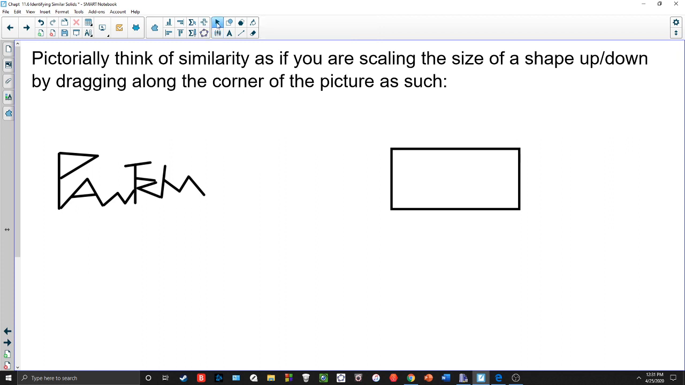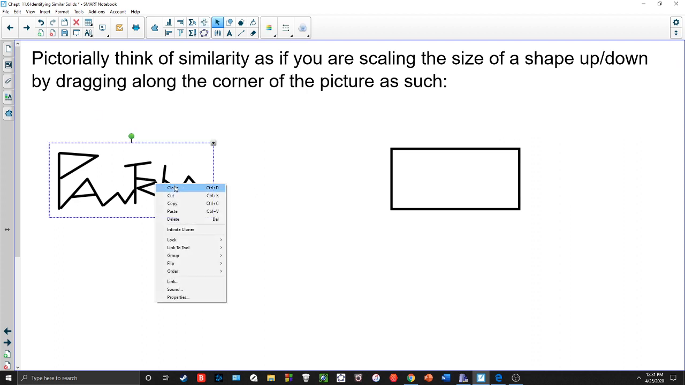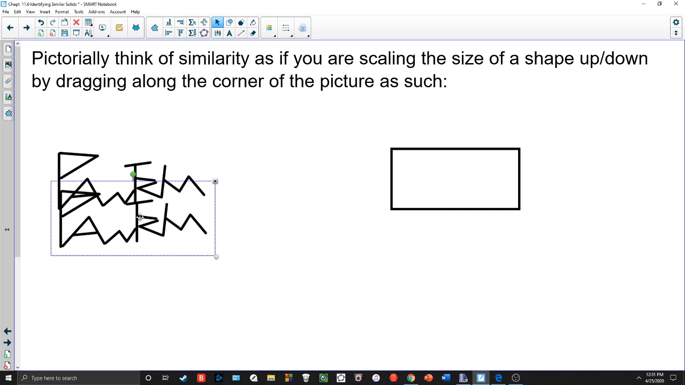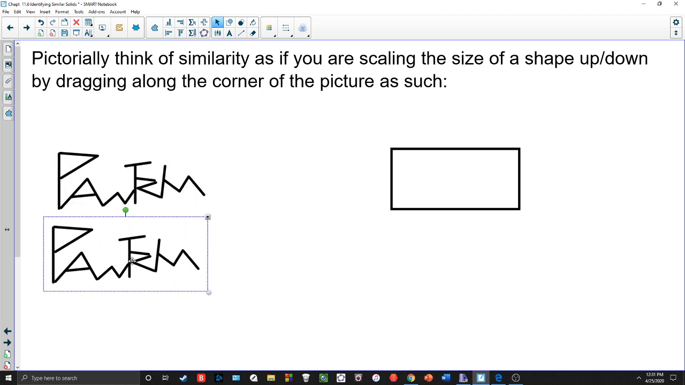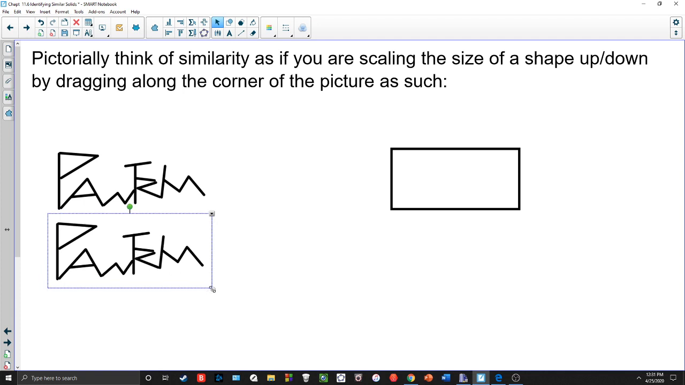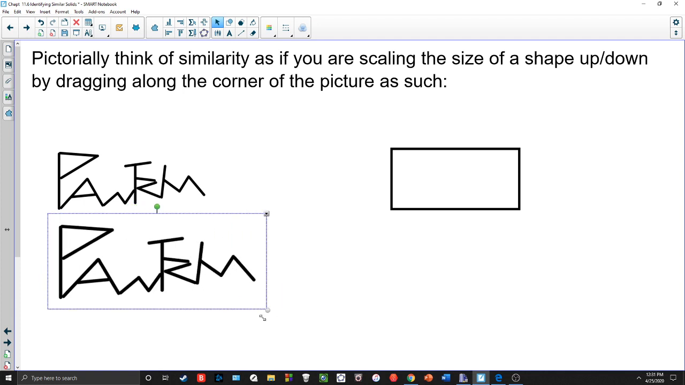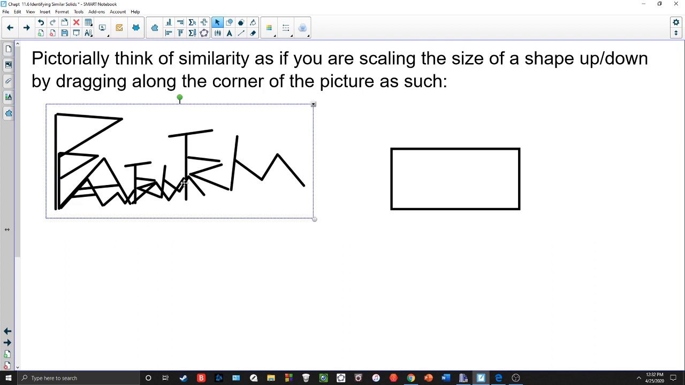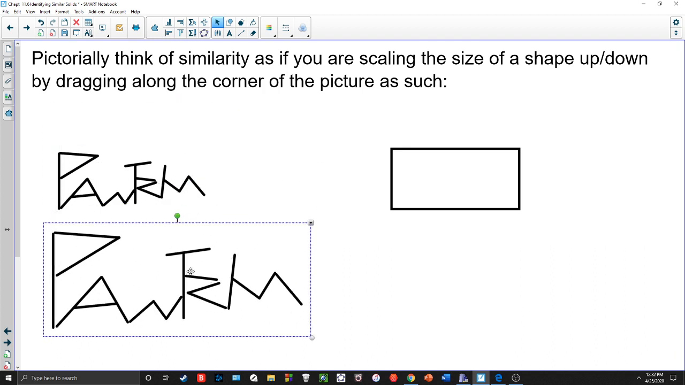I'm going to show you this visually, and then we'll show it to you number-wise. Visually, that means if I take a picture like this and I clone it, right now these pictures are congruent. They're exactly the same. They match up exactly. If I scale it up like this, if I take the corner and drag it, this shape is now similar to that shape because it doesn't match up exactly.